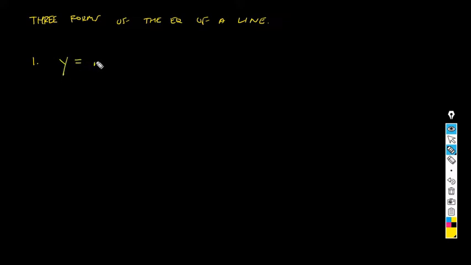Y equals mx plus b, where m means the slope and b means the interception with the y-axis, or simply the interception. So why is this useful? Because you can write the equation of a line if you know these two numbers.